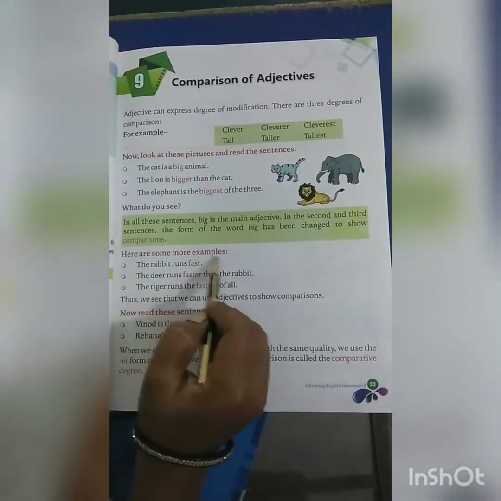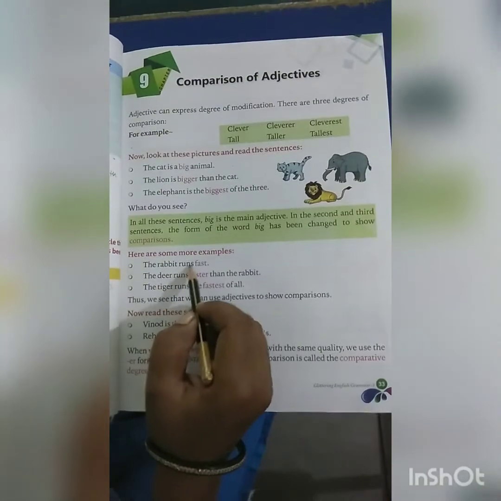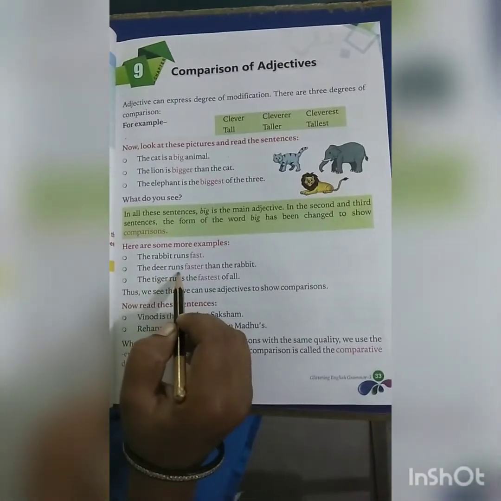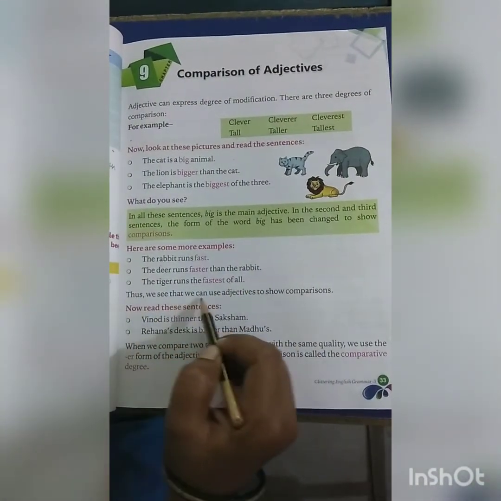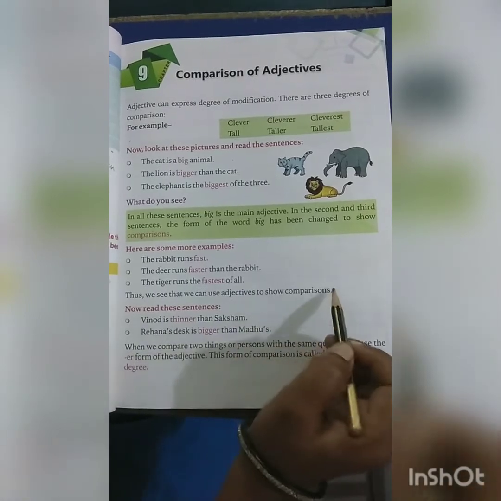Here are some more examples. The rabbit runs fast. The deer runs faster than the rabbit. The tiger runs the fastest of all. Thus, we see that we can use adjectives to show comparisons.